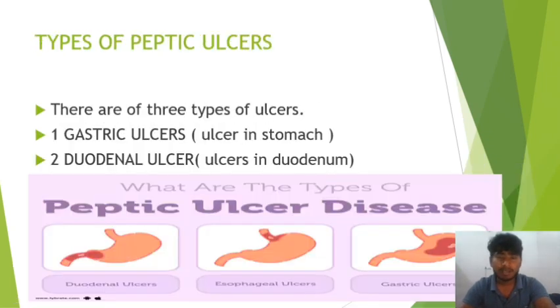Types of peptic ulcer. There are three types of peptic ulcer. I already told you in the first session, but you may also consider here: gastric ulcer, duodenal ulcer, and esophagus ulcer. I already told you the esophagus is the beginning part of your stomach, meaning the esophagus is the food pipe of your digestive system.